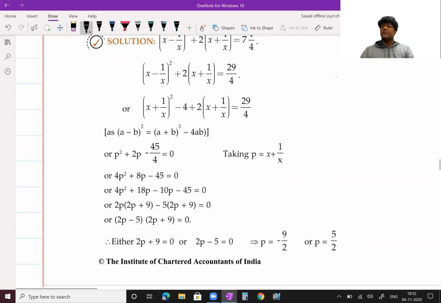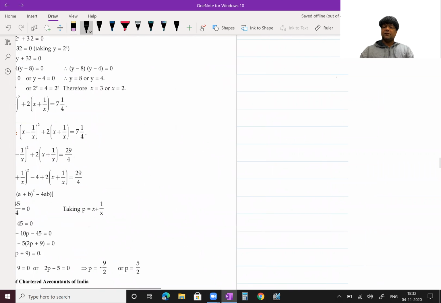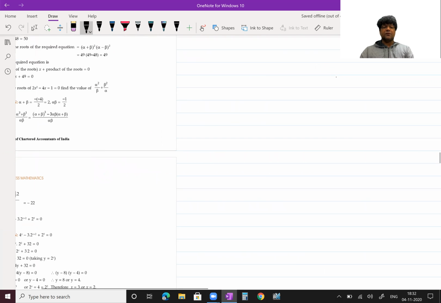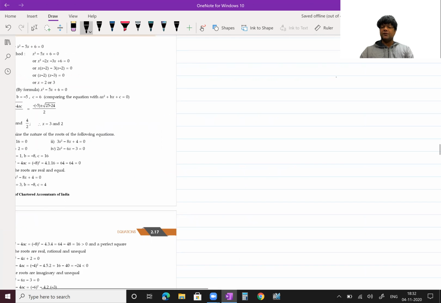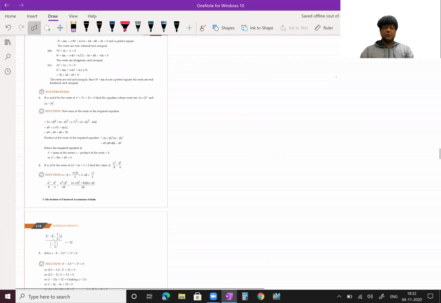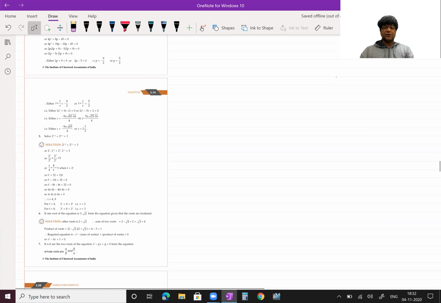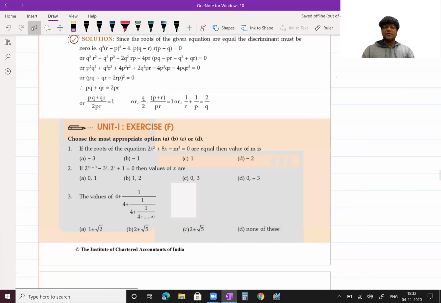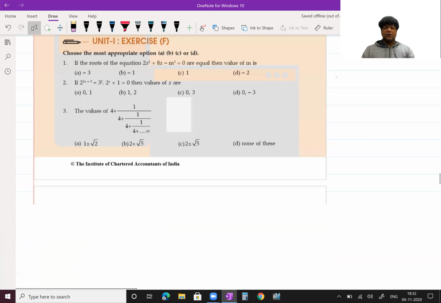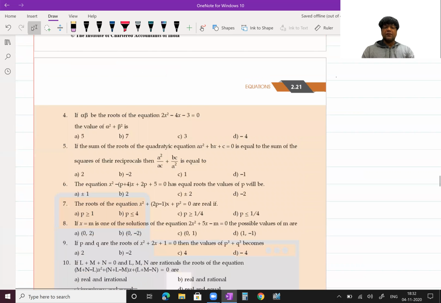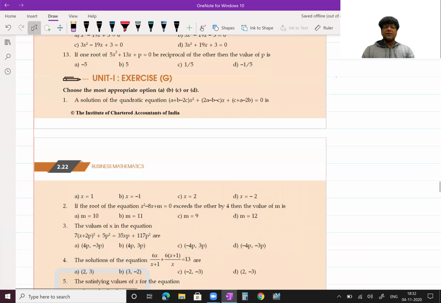So guys, you see their solution, but you do your way. Okay? And any doubt, send me the question number with the page number. I will include it in the doubts video. Quadratic equation, this is all about the equation chapter. Exercise F, guys. All these questions, if you remember, I have solved in class video.